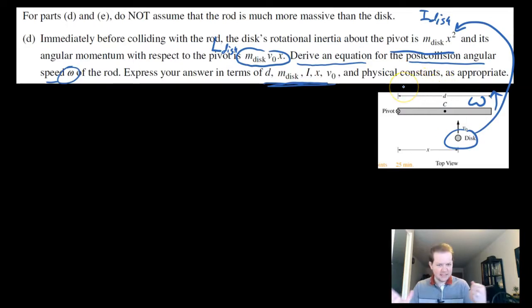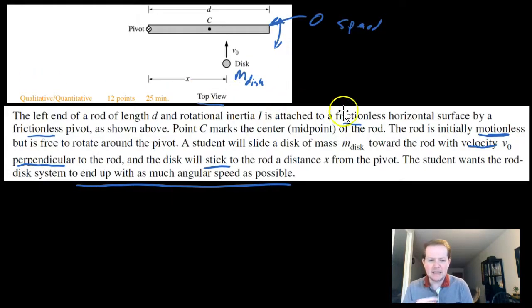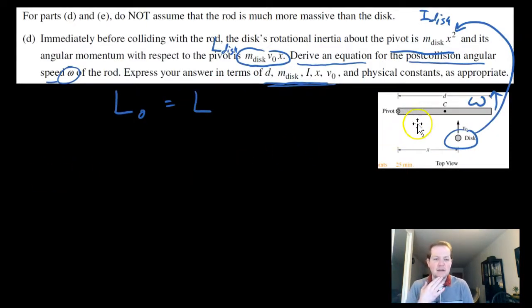So let's see, again, it's a collision. They're giving me angular momentum. Seems like this is going to be a conservation of angular momentum problem. So, all right, what do? I say the initial angular momentum is equal to the final angular momentum. If I remember, in the beginning it says that the rod is initially motionless, so it doesn't have any speed. So in the beginning, L naught, the only thing that has angular momentum is the disk.